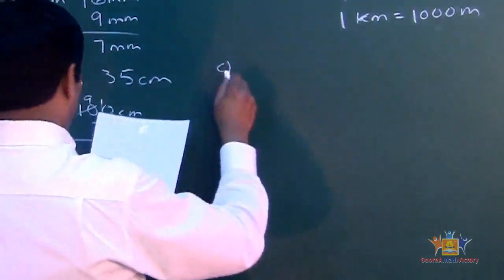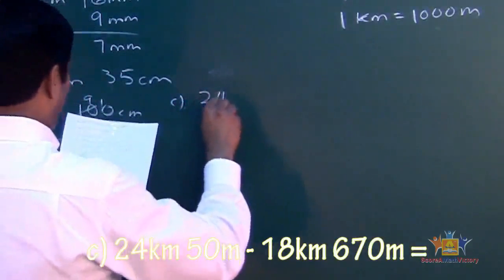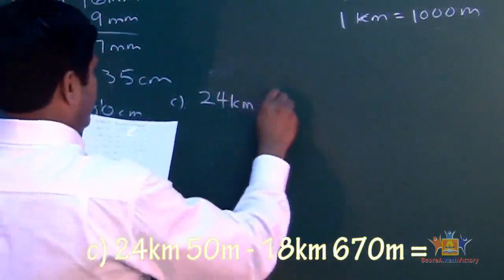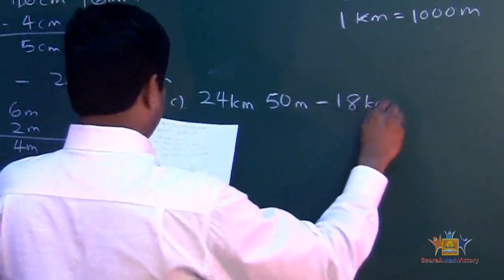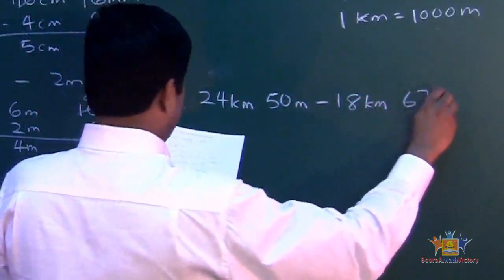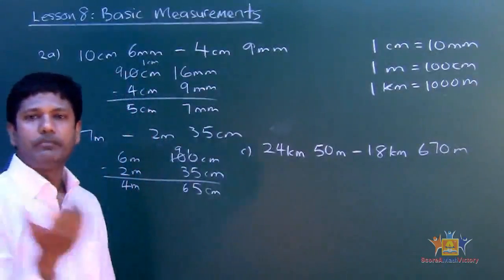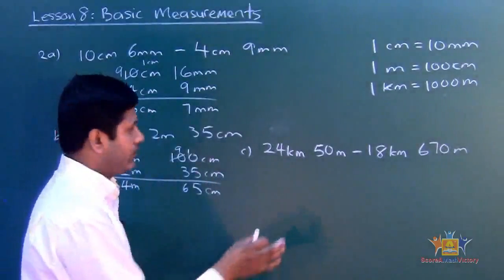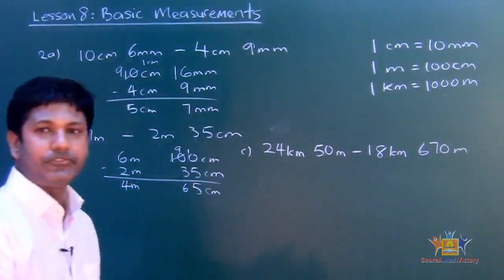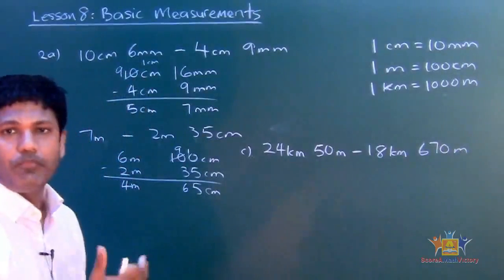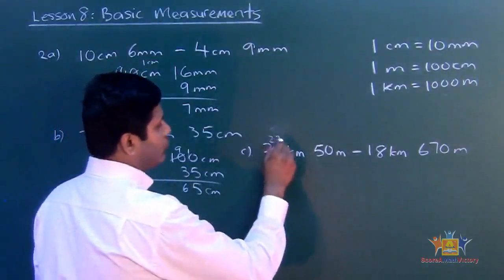Alright, C, you got 24 kilometers, 50 meters minus 18 kilometers and 670 meters. And it's always, like I said, good to plan ahead before you write them down. Look at this. 50 meters, you're subtracting 670 meters. That's too small, so you have to borrow from the kilometers. So you want to borrow 1 and make this one become 23.